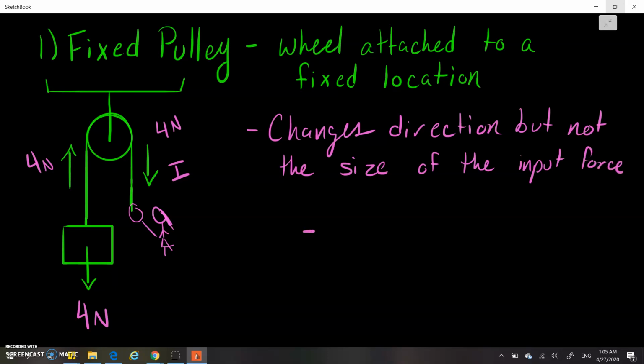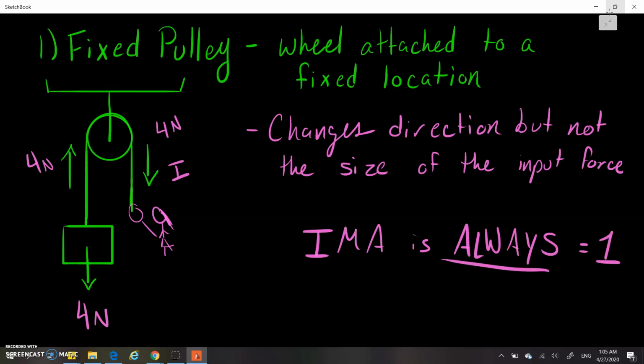In this case, your ideal mechanical advantage is always equal to 1. Because if you see, I'm pulling down with 4 newtons, and it is pulling the box back up with 4 newtons. So 4 divided by 4 is equal to 1.